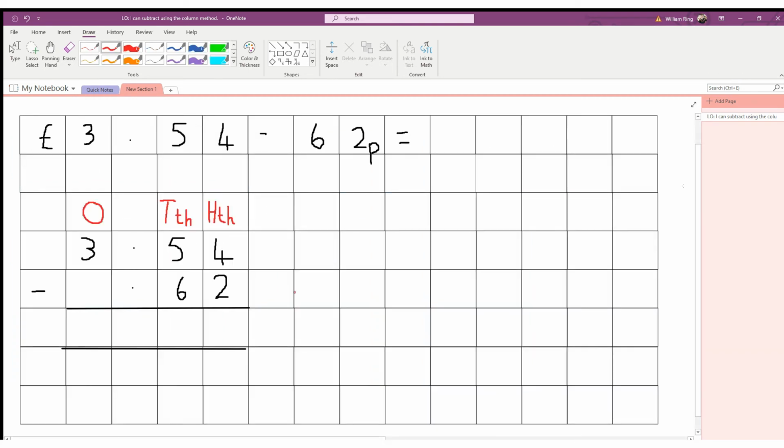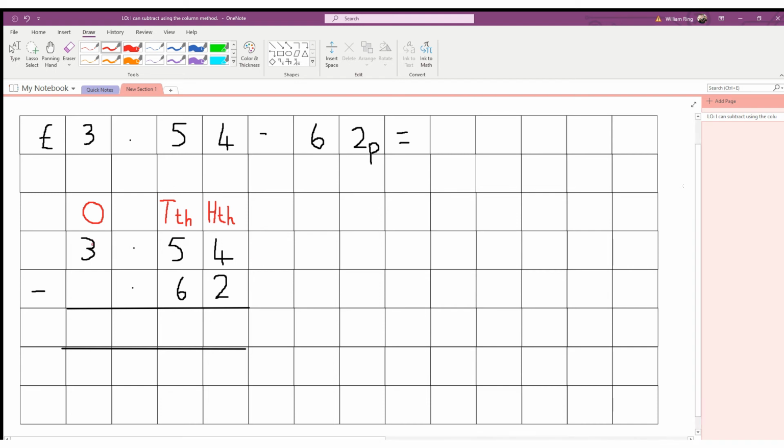So our final example is a little bit different. It's one that includes money. So we've got the question, £3.54 take away 62 pence. Now I've already put it into the columns and I've been really careful about where I put each digit.